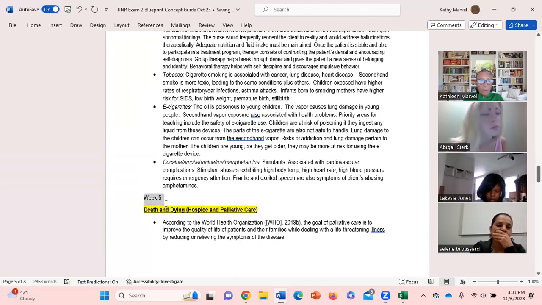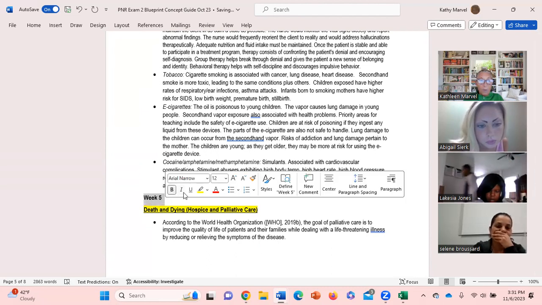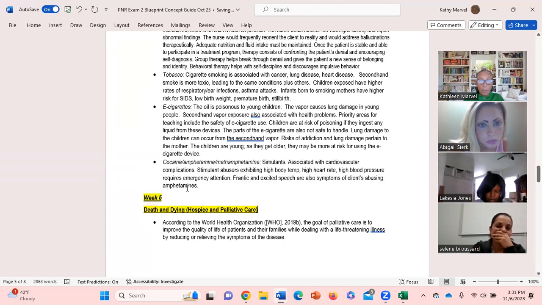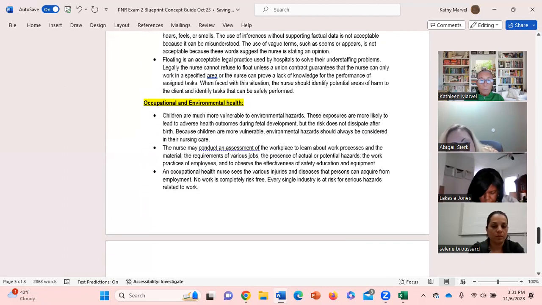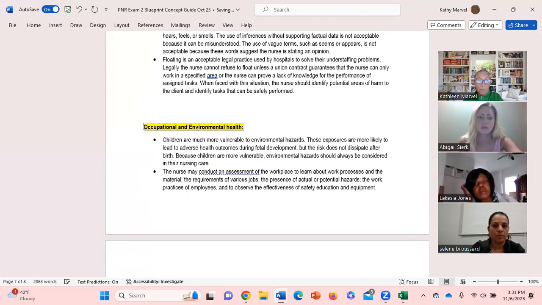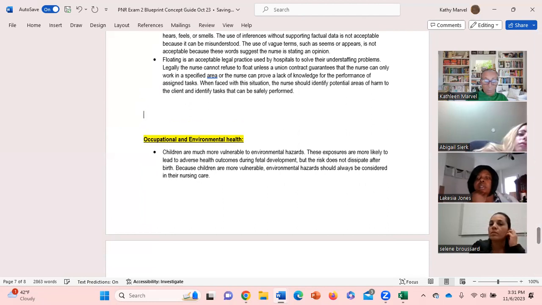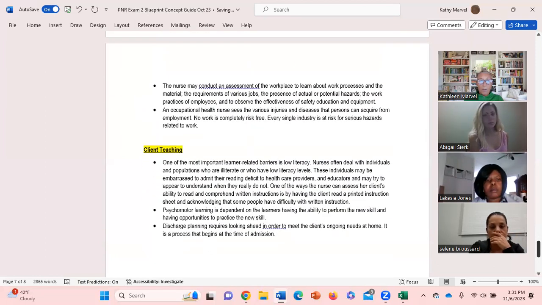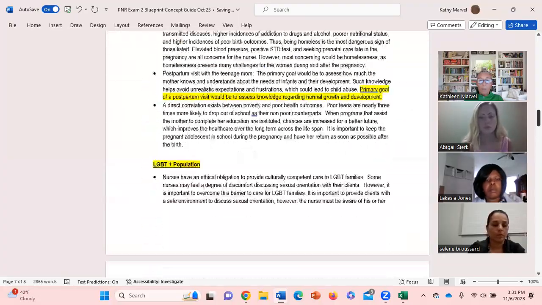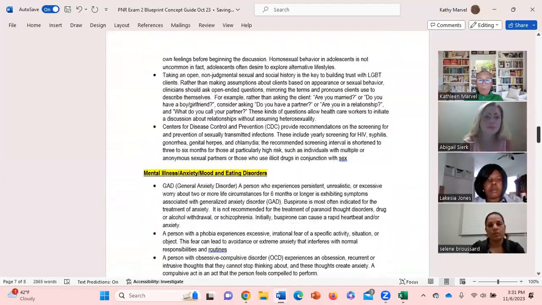Week 5 starts with death and dying and palliative care, hospice and palliative care, so add that in there. And then week 6 starts here. Sorry about that. Week 6 starts with occupational and environmental health and client teaching. So this is really what you need to know for the exam, what's in here.